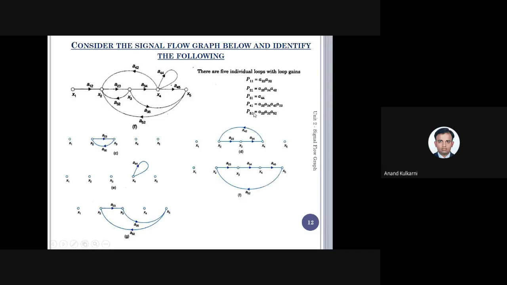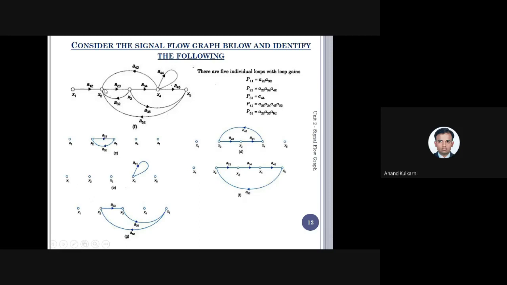Then next, just observe A23, A34, then A52, then A45, and A52. Just observe, this is one more loop. It is 1 to 2 to 3, 3 to 4, 4 to 5, and this. This is what is shown here. So this is the fourth loop.